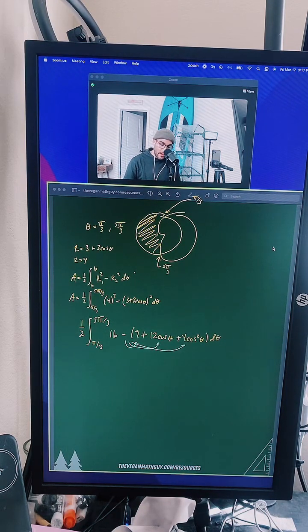And while I do that, I'm actually going to go ahead and combine the 16 minus 9 at the same time. So I have 1/2 integral from pi over 3 to 5 pi over 3 of 16 minus 9 is 7. Geez, I can't add there. Minus 12 cosine theta plus, or minus, I'm sorry, 4 cosine squared theta d theta.